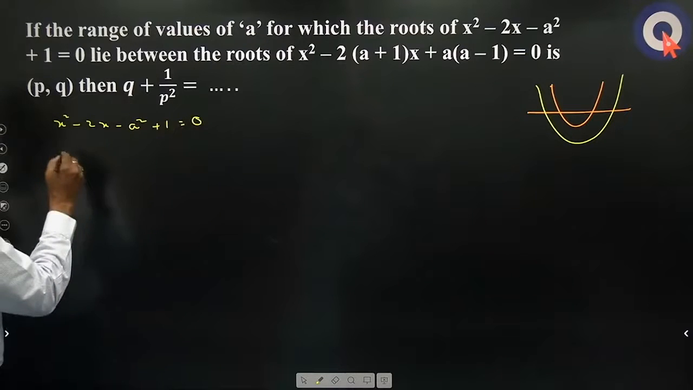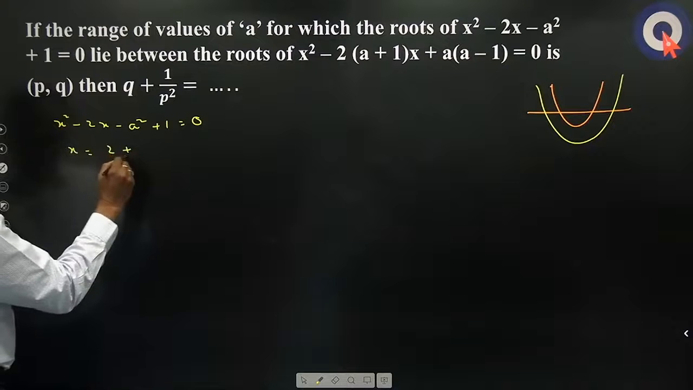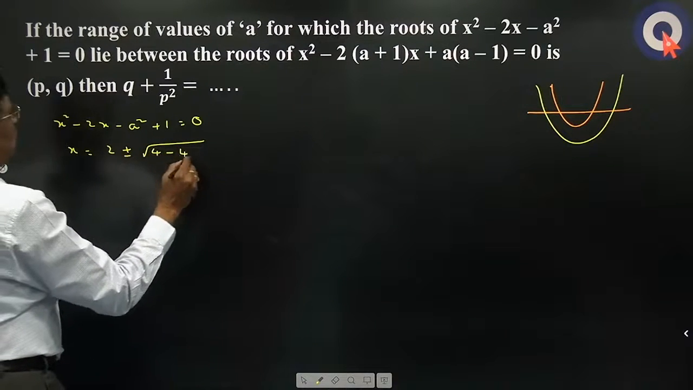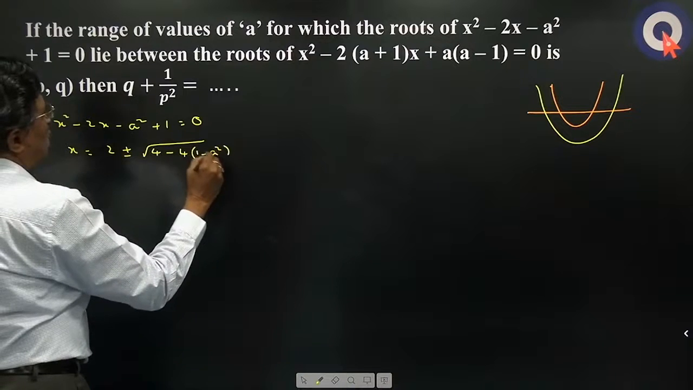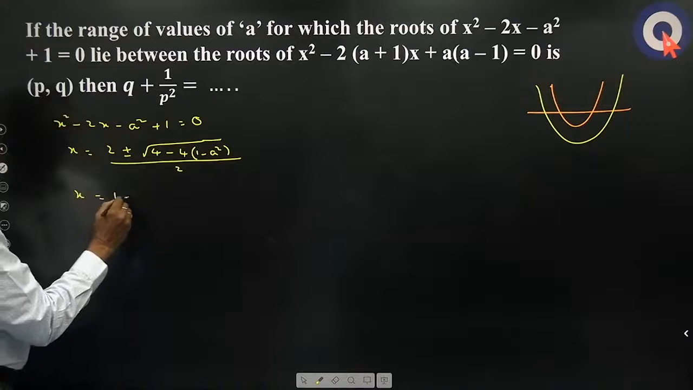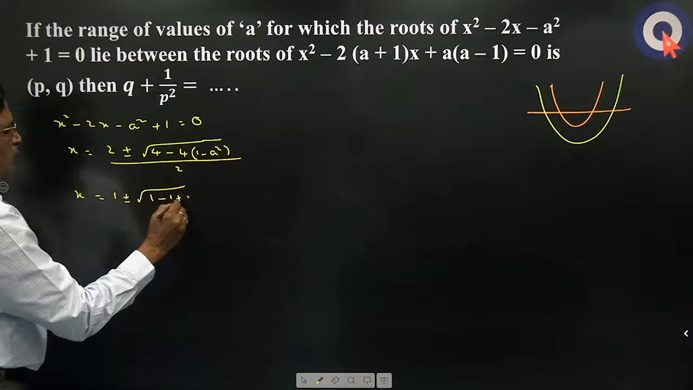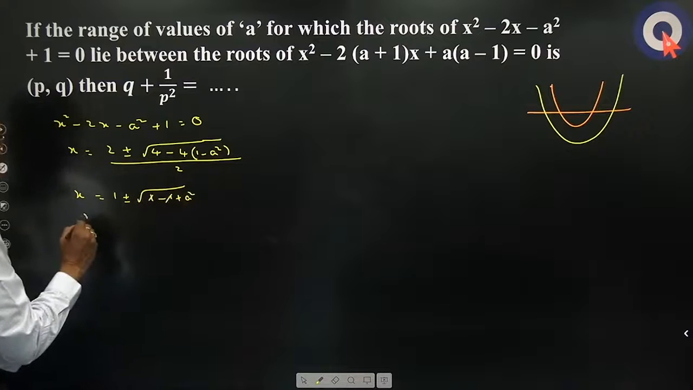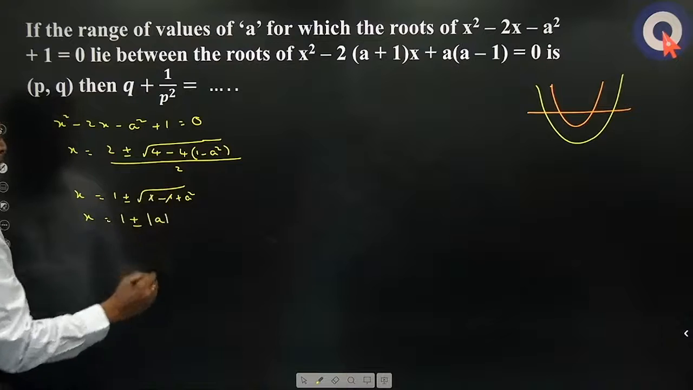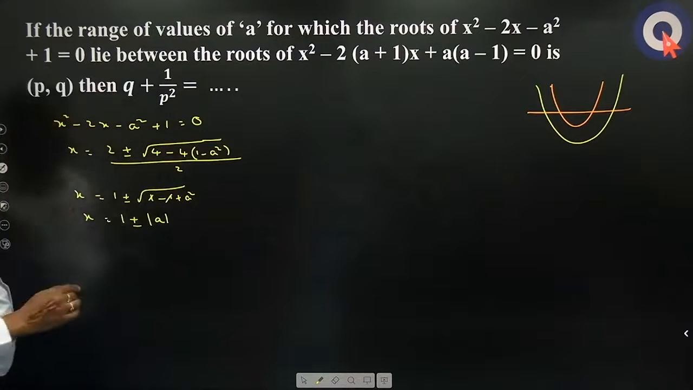So for this, x is equal to, b square is 4, so this is x is equal to 1 plus or minus root of 1 minus 1 plus a square. So what you get is x is equal to 1 plus or minus root a square, which is mod a. So this is what we get as far as the first equation is concerned.